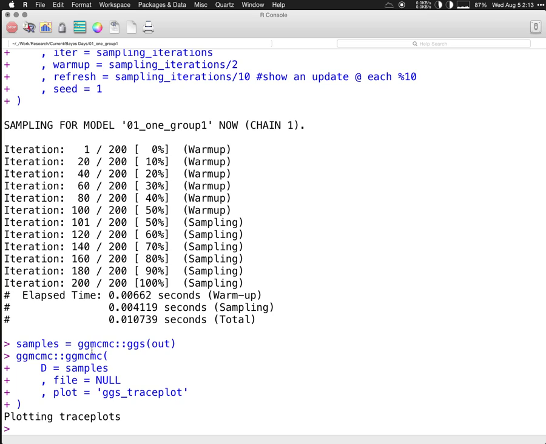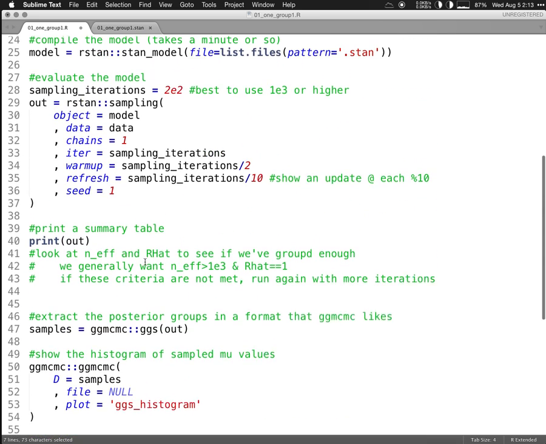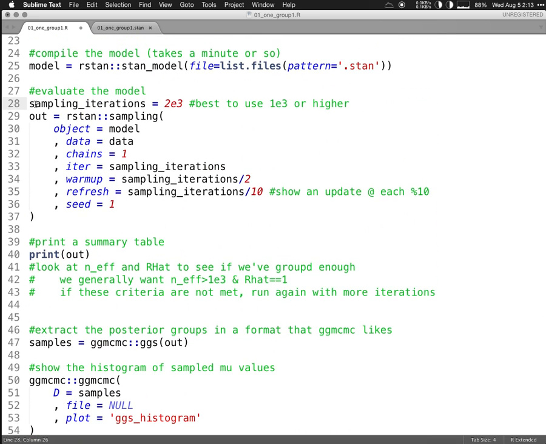Go back to R, go back to the window. Oh, I didn't update that.